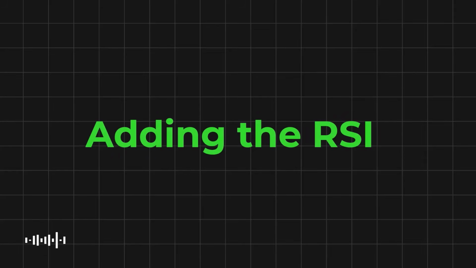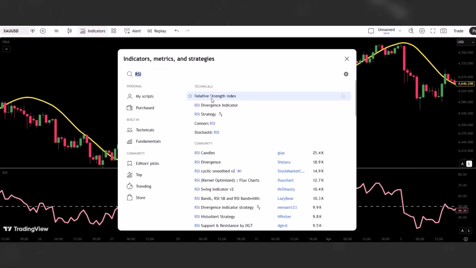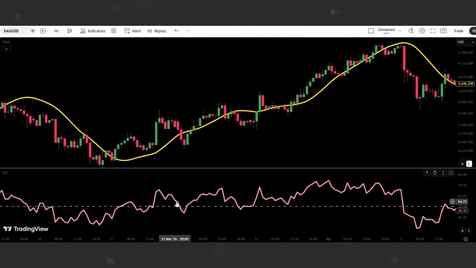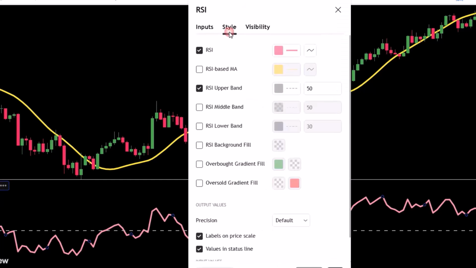Adding the RSI. Now let's add the second indicator, the Relative Strength Index or RSI. Go back to the Indicators section, search for RSI and add it to your chart. Now open the Indicator settings. Leave the RSI length at 14. Next, go to the Input tab, change the upper band to 50 and uncheck the other options because we won't need them for this strategy.